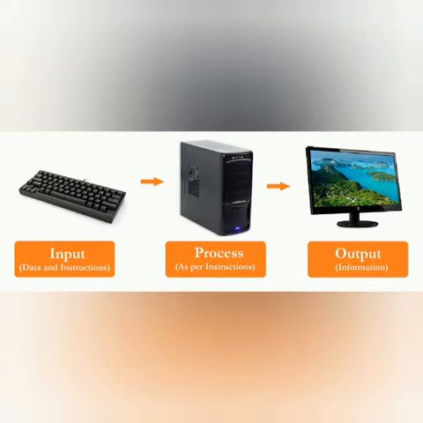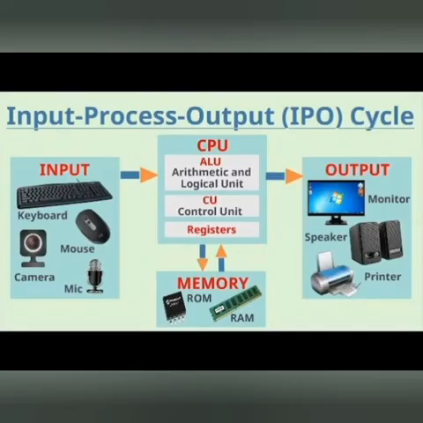Now let us understand how the input process output cycle works for the computers. Input. The computer gets the input in the form of data and instructions. The input devices such as keyboard or mouse provide inputs to the computer. Process. The entered data is processed or changed into meaningful information by CPU, Central Processing Unit.